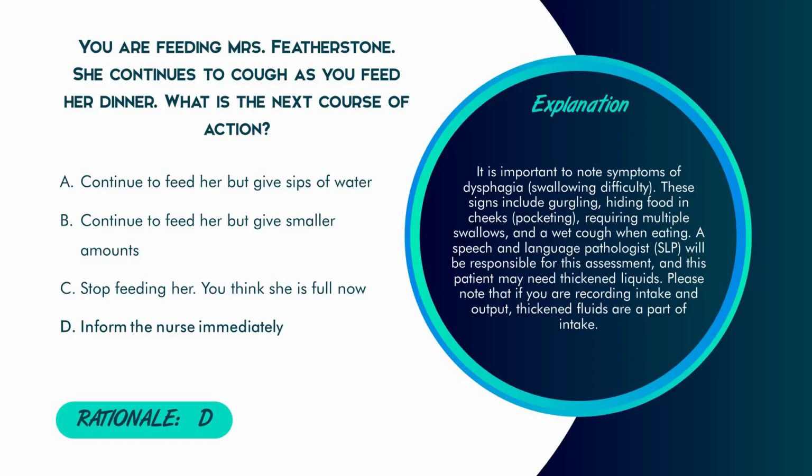And A, continue to feed her but give her sips of water. Also not correct. There's so many dangers to giving sips of water if someone has difficulty swallowing, because what if the water goes down the wrong way? This is what results in aspiration. And as a result, you could give Mrs. Featherstone pneumonia, aspiration pneumonia, because you decided to continue to feed her when the signs were right there that she is coughing. So always inform the nurse.